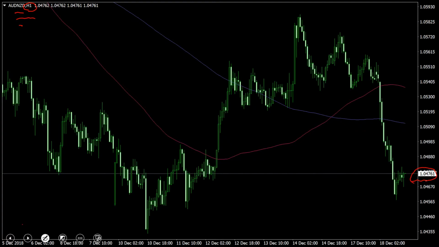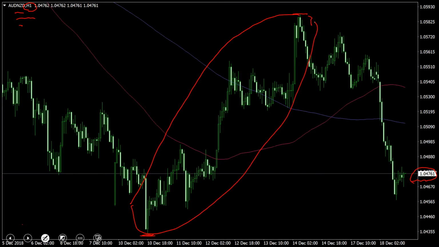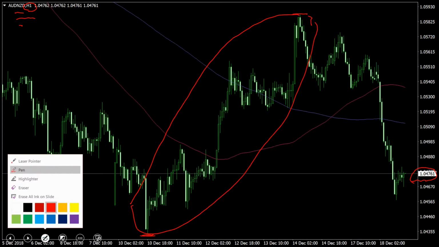As you can see over here, from the low back on 10th of December to the high that we just reached on 14th of December, we have a move over this area. If you look closely, you can easily count this move as a 5-wave advancement.